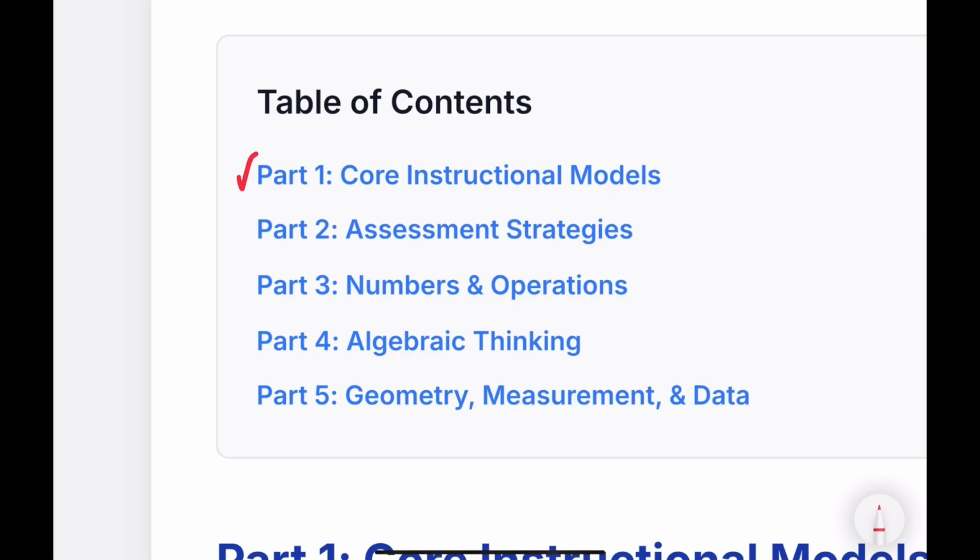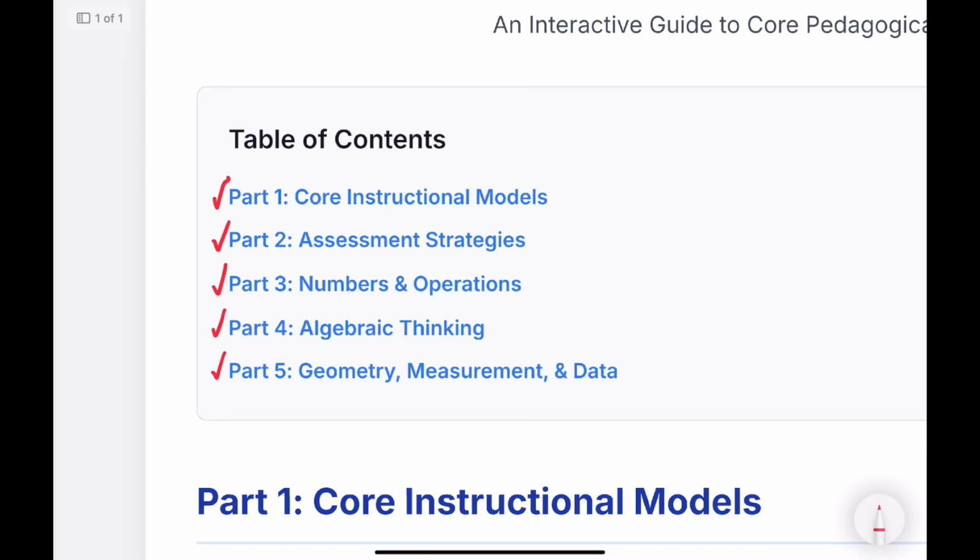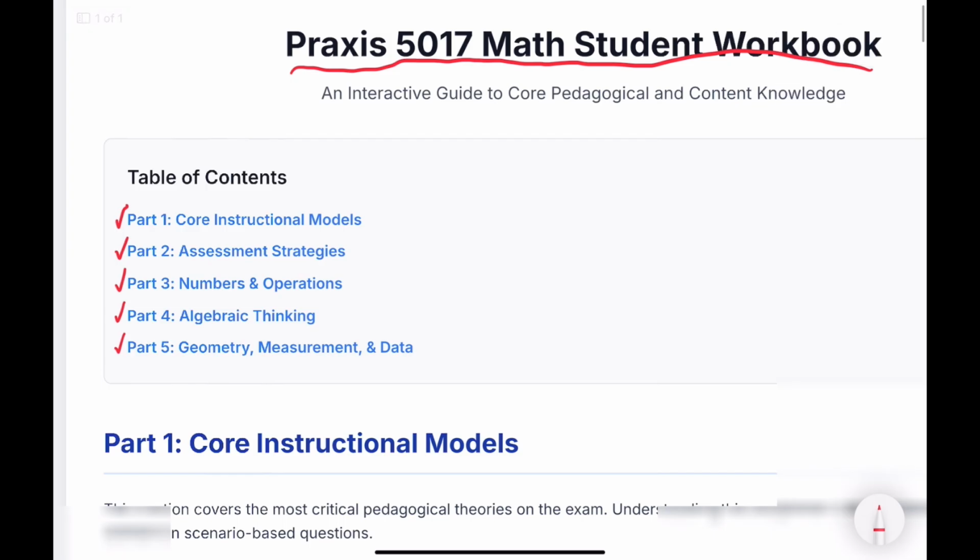So part 1, we're going to start with core instructional models. Then we're going to move on to assessment strategies. We're going to then proceed into numbers and operations and how to effectively teach algebraic thinking. And we're going to conclude with effective instructional strategies that you'll want to know for your exam regarding teaching geometry, measurement, and data. So without further ado, let's begin.